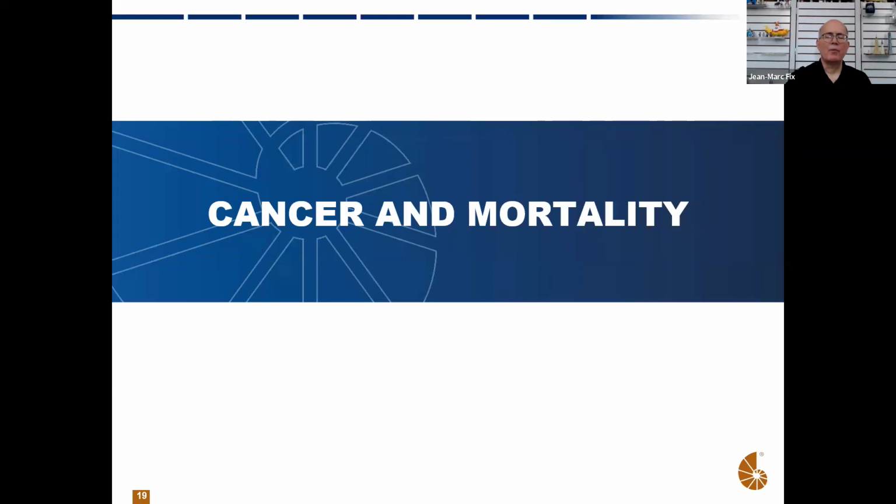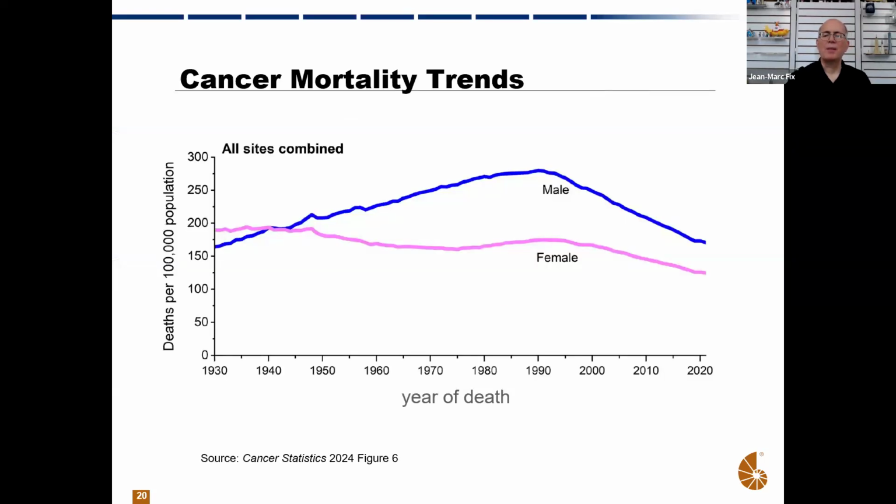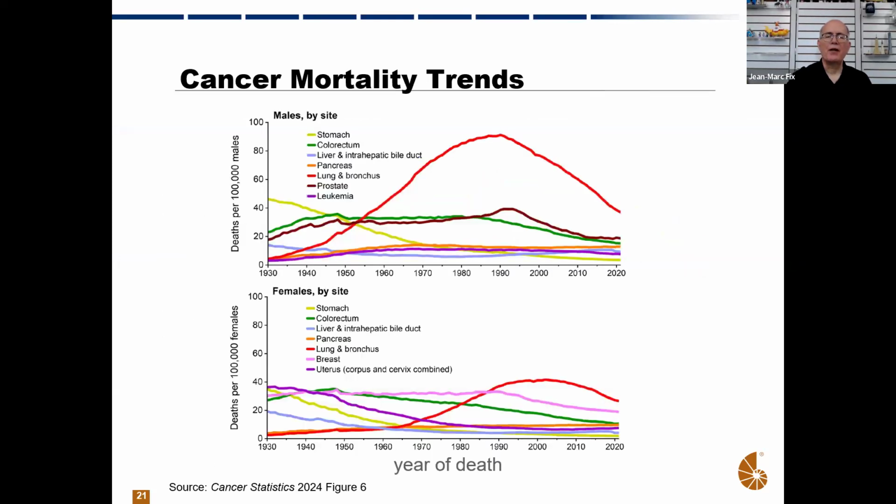So now looking at mortality, this is the same picture that we saw before, just at a different scale. So we can see really the decrease in cancer mortality when you adjust for age. And if we look at each cancer specifically, you can see the difference. It's a little bit hard to read, but the top line for male is prostate. The top line for female is breast early, and then lung and bronchus later.